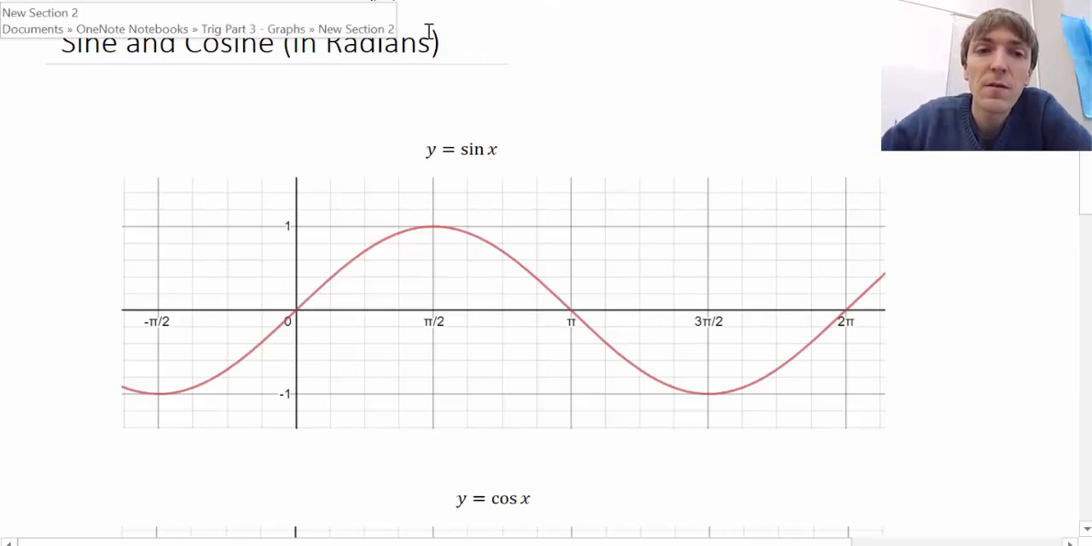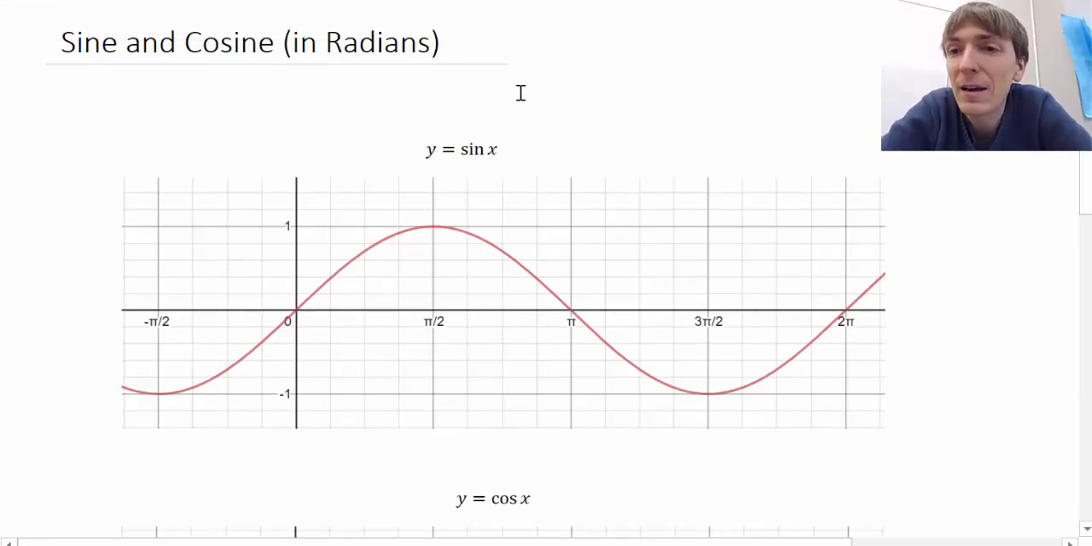Okay, so to start off with, we're going to be talking about sine and cosine. All these functions today, we're going to be talking about in radians, right? Which means that the input, the angle, is not in degrees, it's in radians. Although if you put it in degrees, many of these same properties would still be true. Okay, so here is the graph of sine.